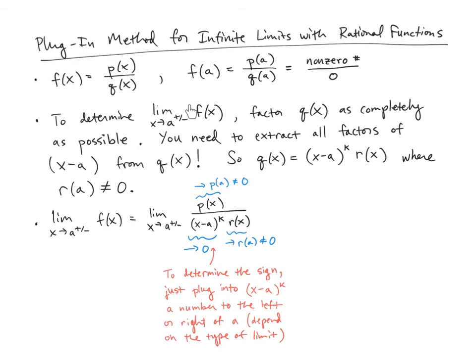So to determine the limit, all that really matters is the denominator, actually. So you want to factor q of x as completely as possible. That's the polynomial in the denominator. And so in the example we did above, we were able to factor the degree 3 polynomial completely. If you have a quadratic polynomial, you know how to factor quadratic polynomials. In general, it's possible you could run into polynomials of higher degree.